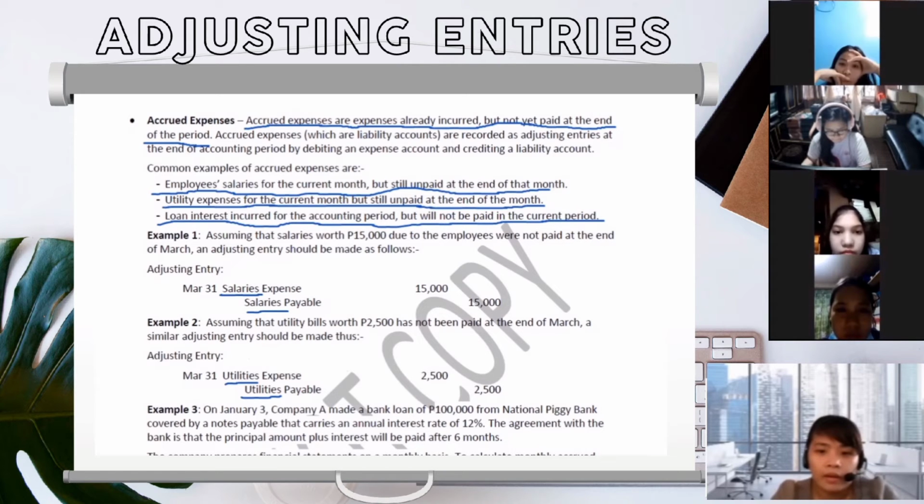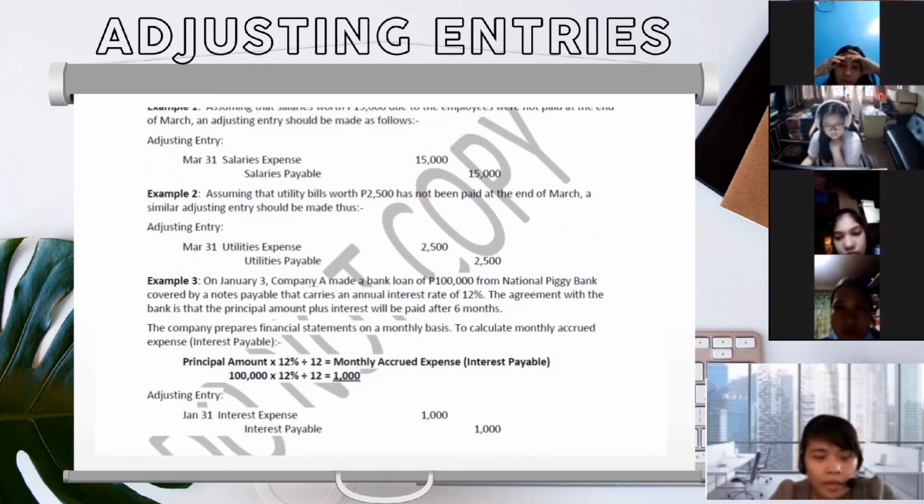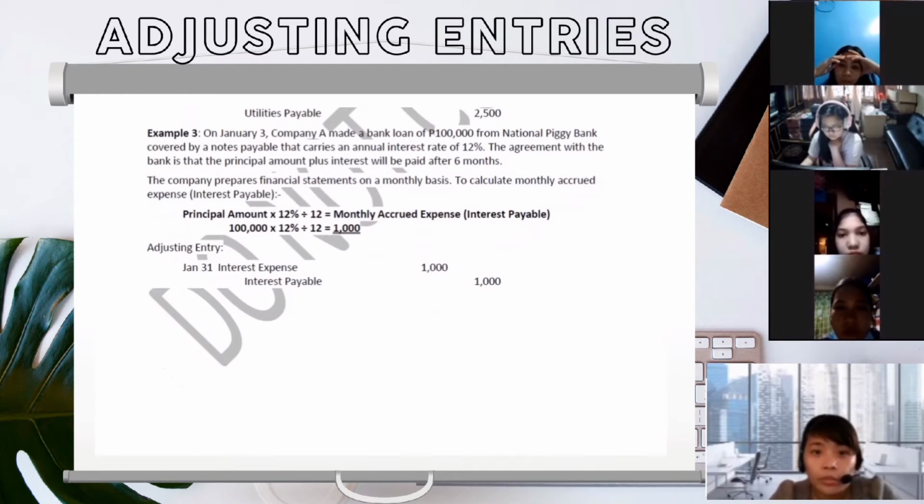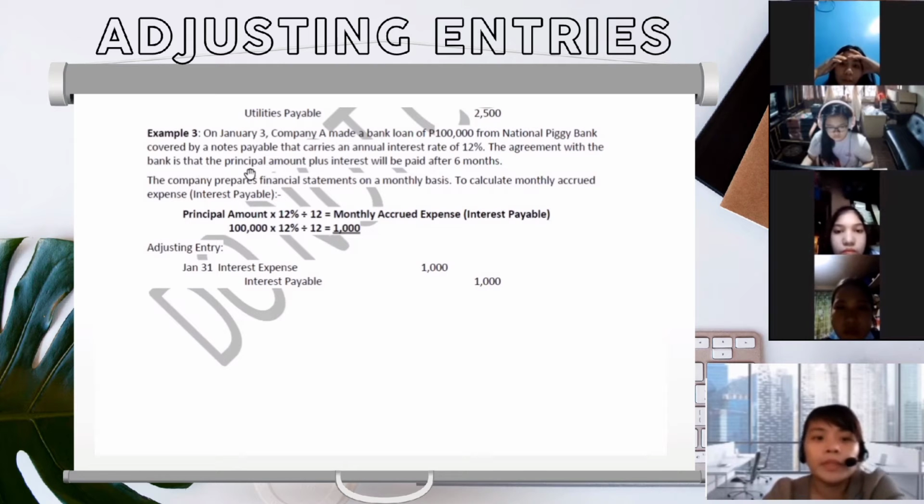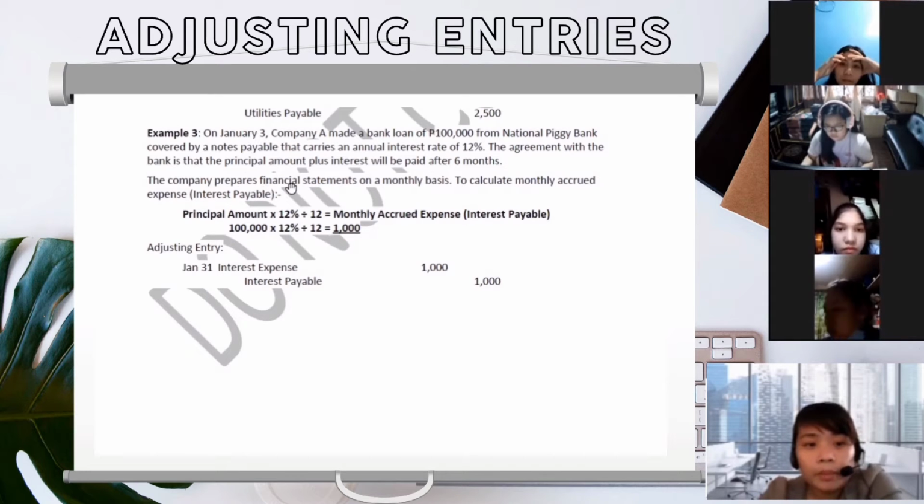Okay? So that we could go on with example number 3. Ayan. So, on January 3, a company A made a bank loan of 100,000 from National Piggy Bank, covered by a notes payable that carries an annual interest rate of 12%. The agreement with the bank is that the principal amount plus interest will be paid after 6 months. Kaya lang, sabi dito, monthly basis tayo. The company prepares financial statements on a monthly basis to calculate monthly accrued interest payable.